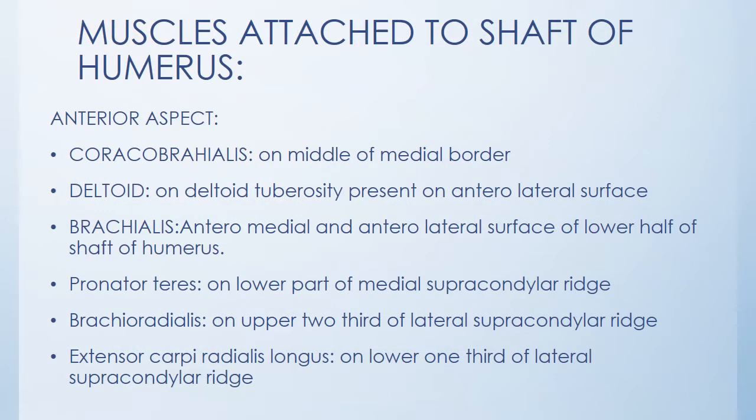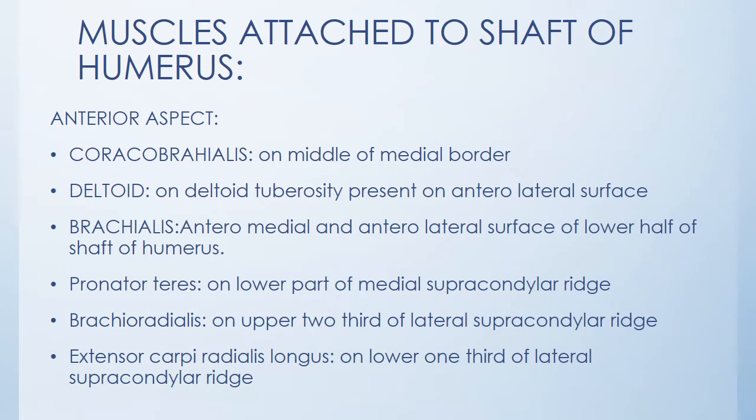Now we shall see what are the muscles which are attached on the anterior aspect. The first one is the coracobrachialis, which is attached on middle of the medial border. Then the deltoid, which is present on the deltoid tuberosity, present on the anterolateral surface. Then brachialis, it is attached on the lower half of the shaft of the humerus and the surfaces are anteromedial and anterolateral.